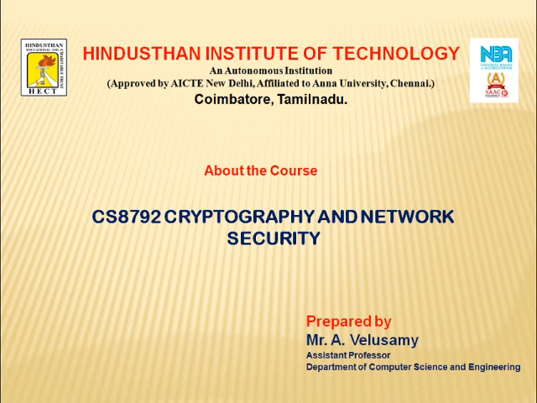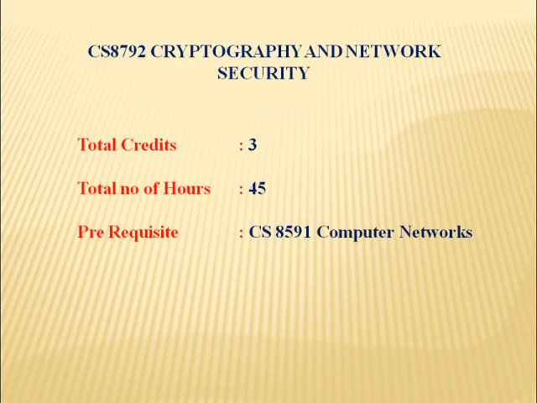It's my pleasure to introduce the course CS 8792 Cryptography and Network Security. Here, let me explain some information about the course. The number of credits assigned for this course is 3. It is a 45 hours course. The prerequisite of the course is CS 8591 Computer Networks.